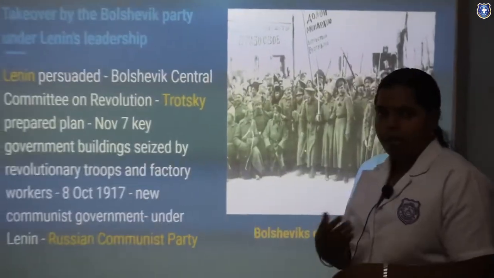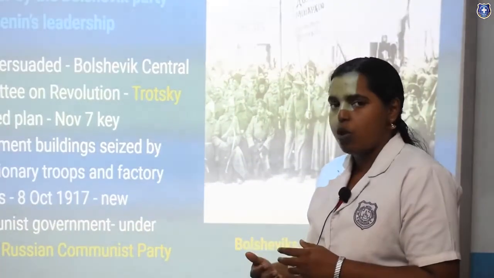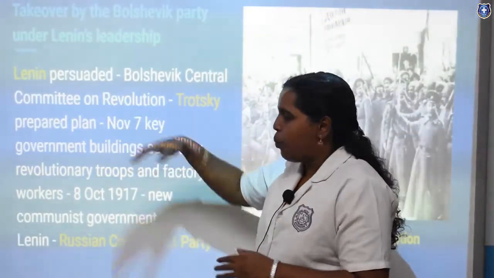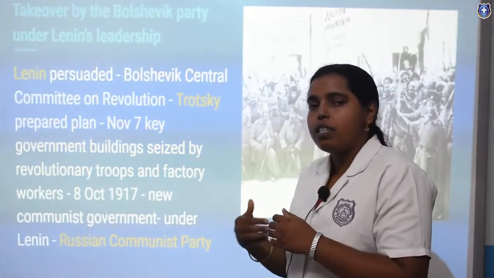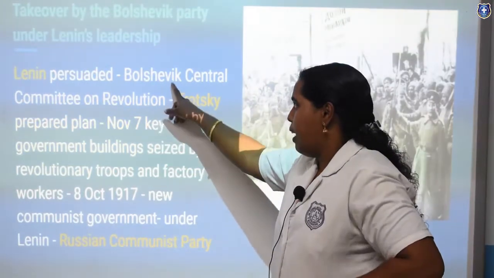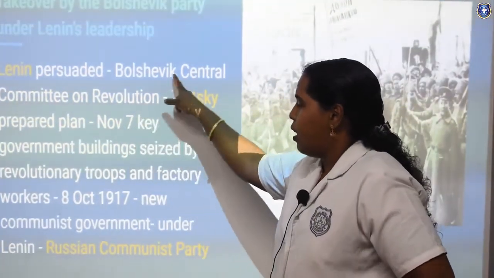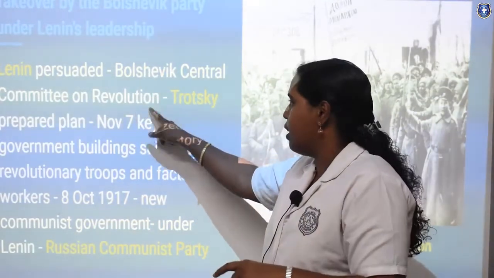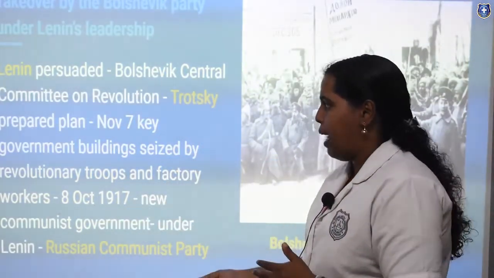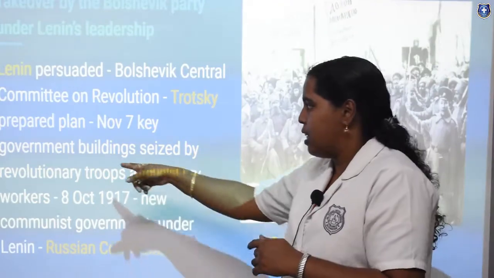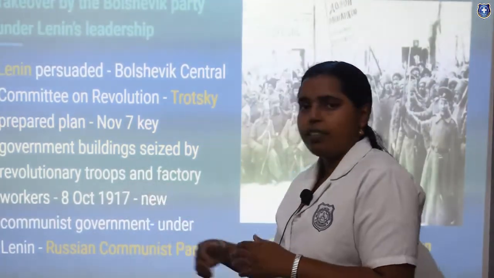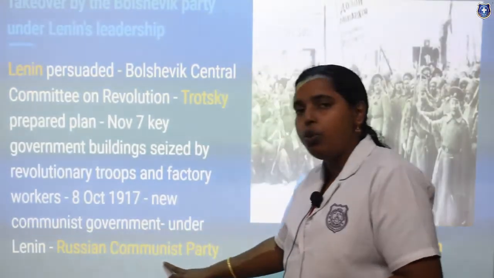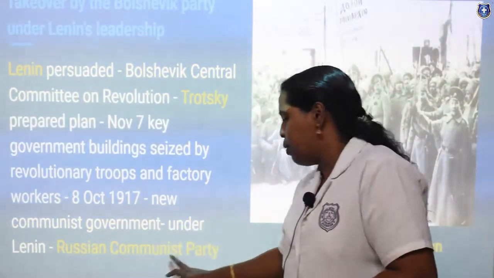So Lenin is coming up. He is becoming a stronger revolutionary leader. What he is doing is persuading, convincing the common people. And the Bolshevik Central Committee, which he created, was doing the revolution, and Trotsky was preparing a plan. They were seizing the government buildings, everything they were doing. And finally, Lenin is starting a new party called the Russian Communist Party.